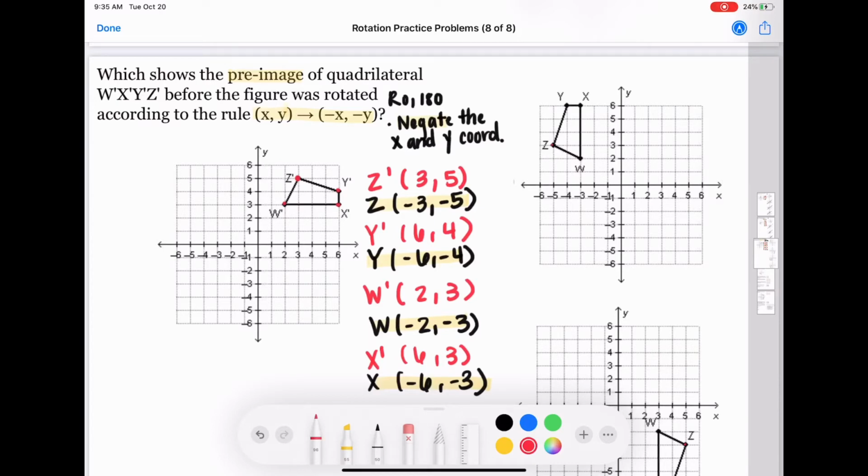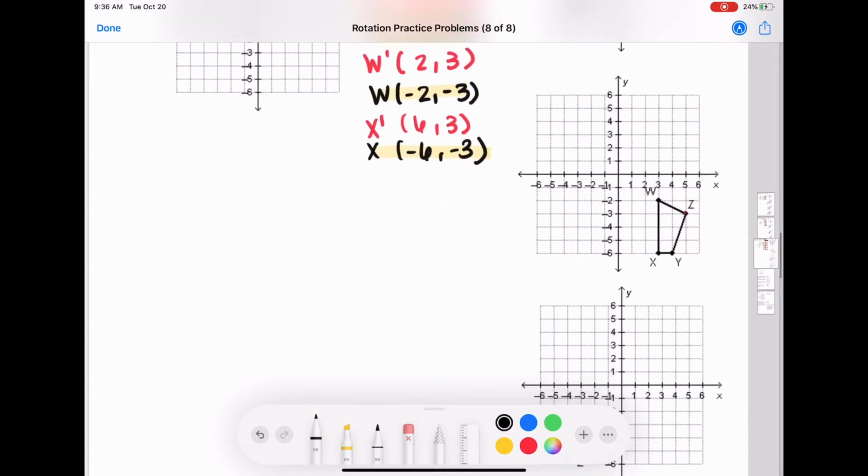So let's look at Z first. Here we have Z being located at -5 and -3. Well, we know that Z has to be located at -3, -5, so that is not our answer choice. Here we have Z being located at 5 and negative 3. Again, we need negative 3, negative 5, so that is not our answer choice.